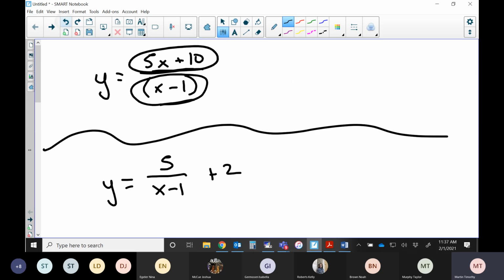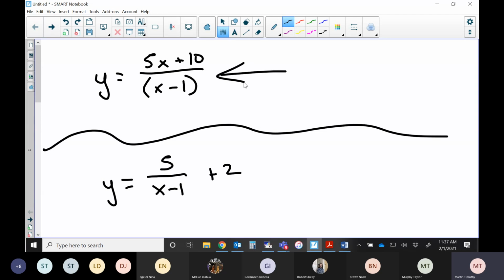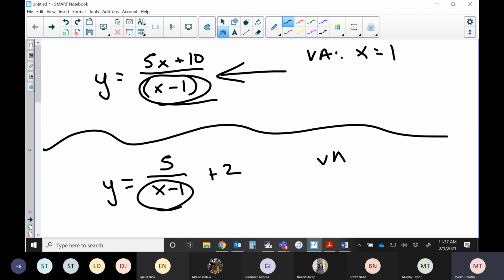The reason I'm pointing this out is because these two forms have different ways of finding my horizontal and vertical asymptote. When I'm doing this one, my vertical asymptote is still going to come from whatever makes the denominator 0, which in this case is x equals 1. The same thing for this one. My vertical asymptote is going to come from what makes this denominator 0, which again is 1.